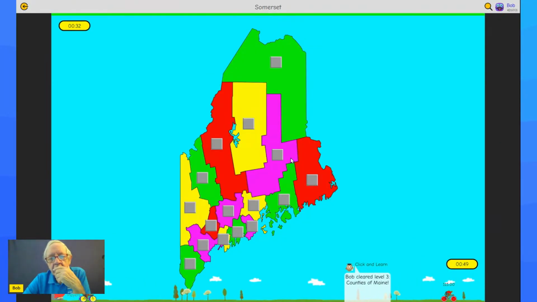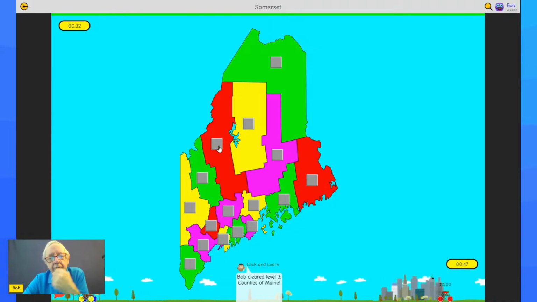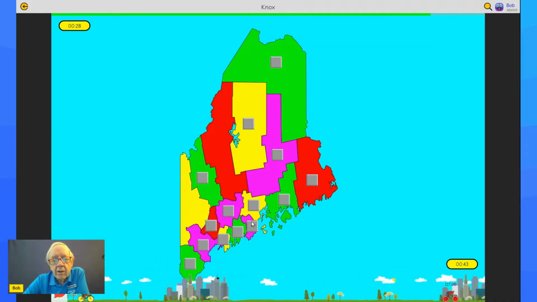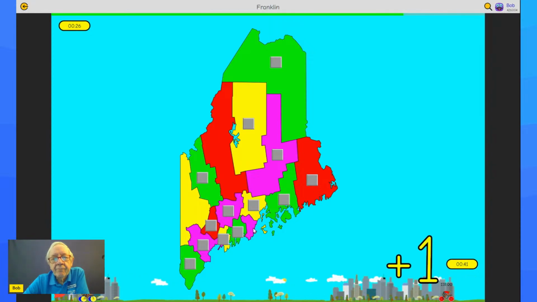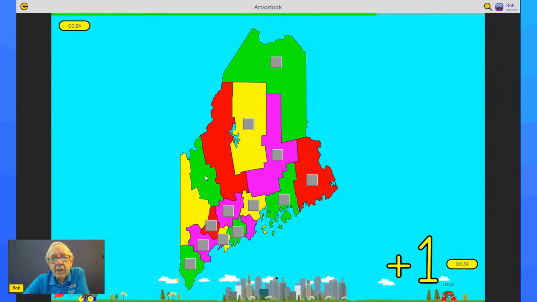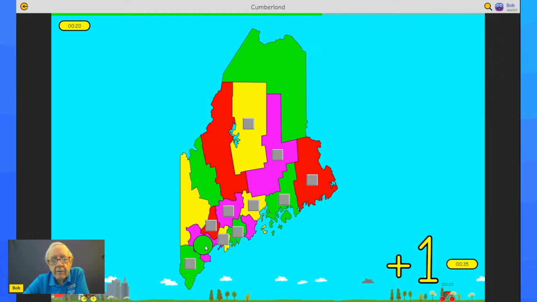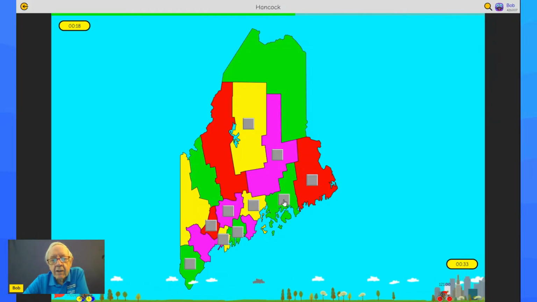So now we go into random order. Let's see if we can do this. Somerset, Oxford, Knox, Franklin, Aroostook, Cumberland, the purple one down here, Hancock.